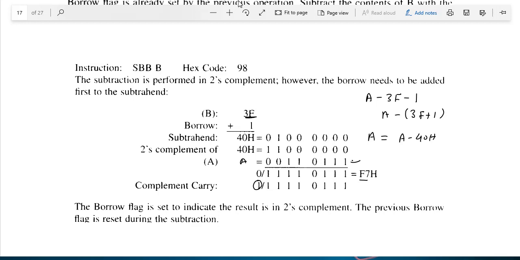I can also explain with a very simple example. For example, if I want to do 2 minus 3 minus borrow flag, and the borrow flag is 1, for example. So 3 plus 1 is 4. 4 means 0 0 0 0 0 1 0 0. This is 4.